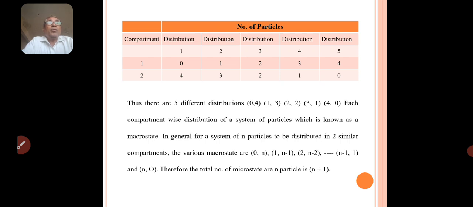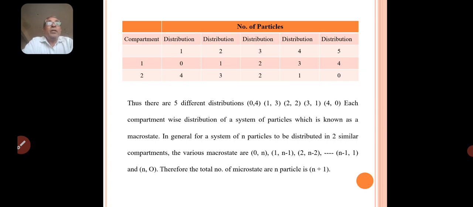Similarly, in the fourth throw, 3 particles will fall into the first compartment and 1 particle will fall into the second compartment. And last, in the fifth throw, all 4 particles will fall into the first compartment and no particle will fall into the second compartment. In this way, there is a distribution of the particles. Thus, there are 5 different distributions: 0,4; 1,3; 2,2; 3,1; 4,0.